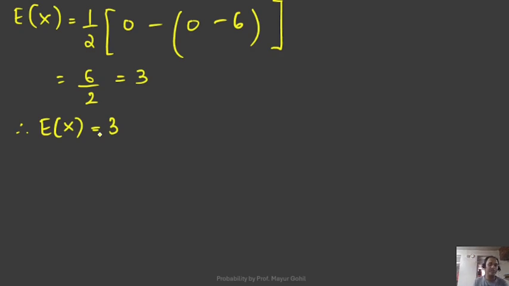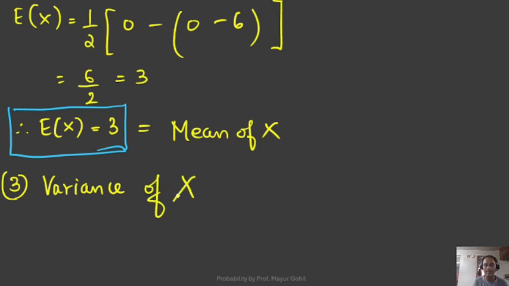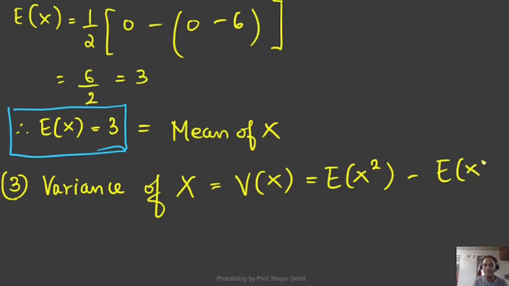That's the calculation of the mean of x. So this is the mean of x. Now let's go for calculation of variance of x also. I'll just put this in a box. Now for calculation of variance, variance of x is given by the formula V of x, it's the notation, and the formula is E of x square minus E of x the whole square.